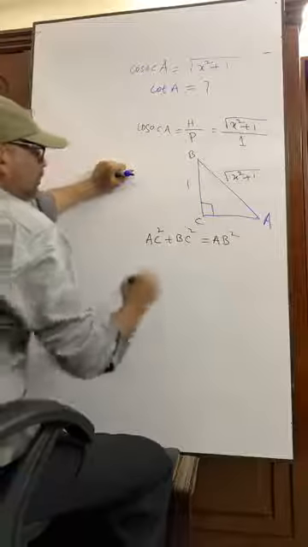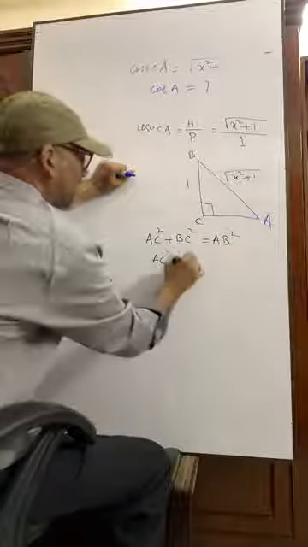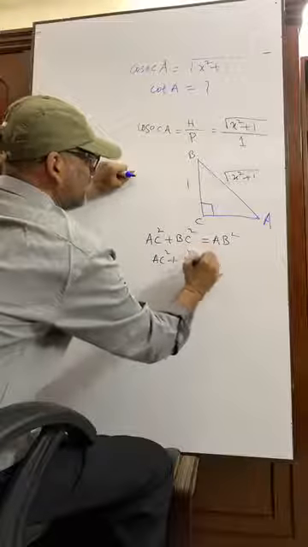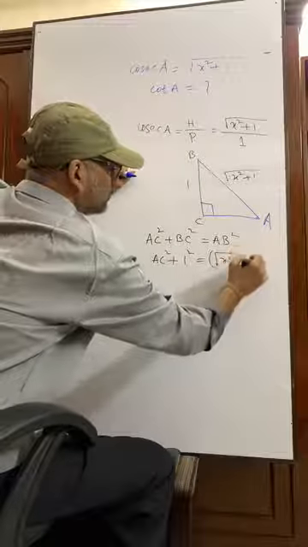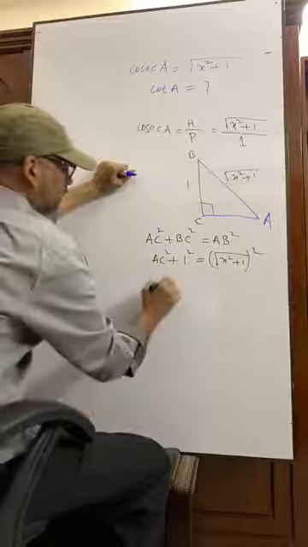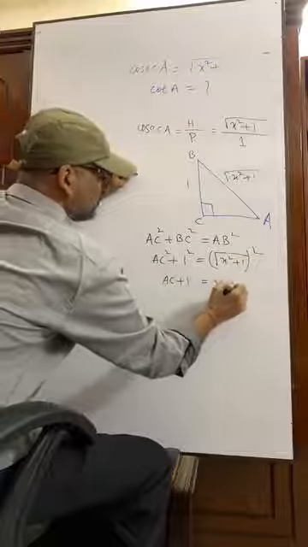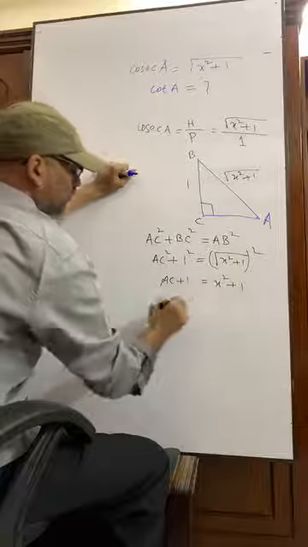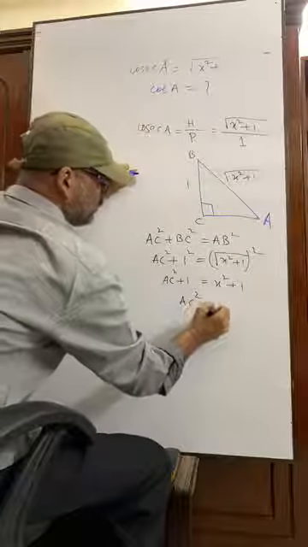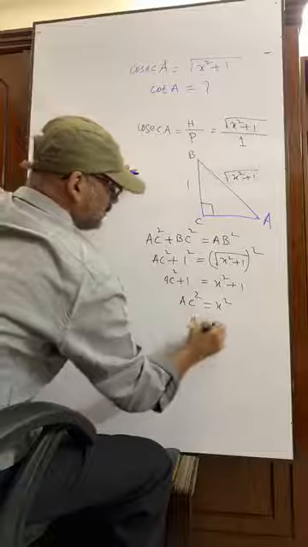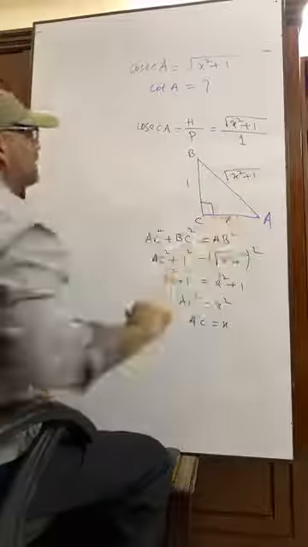So we don't know AC. So AC square, for BC it is 1, and AB means root over x square plus 1 whole square. So AC square plus 1 is equal to x square plus 1. The 1 will be omitted. So AC square is equal to x square and AC equals x. So we are getting AC as x.